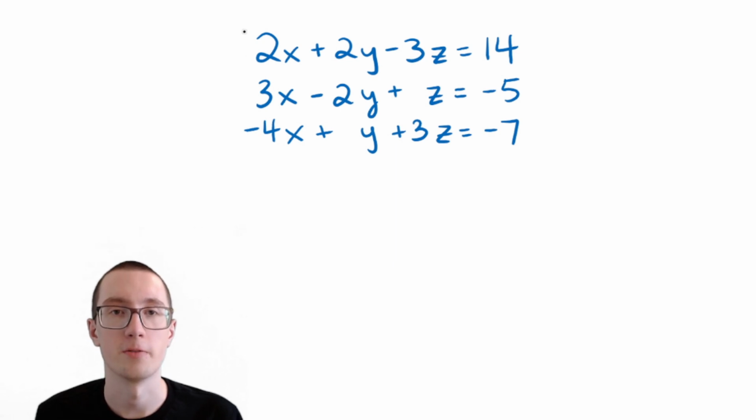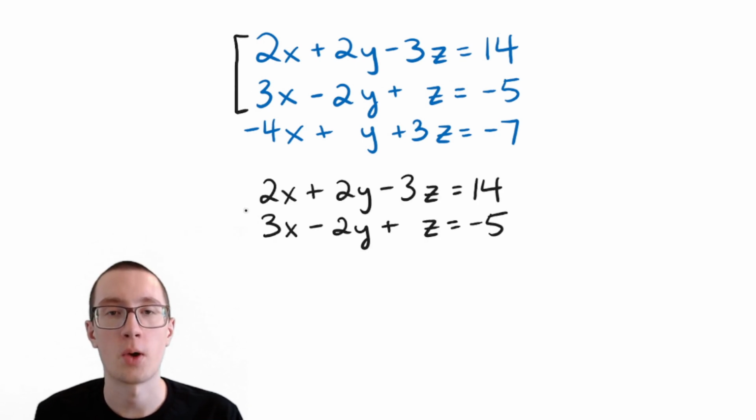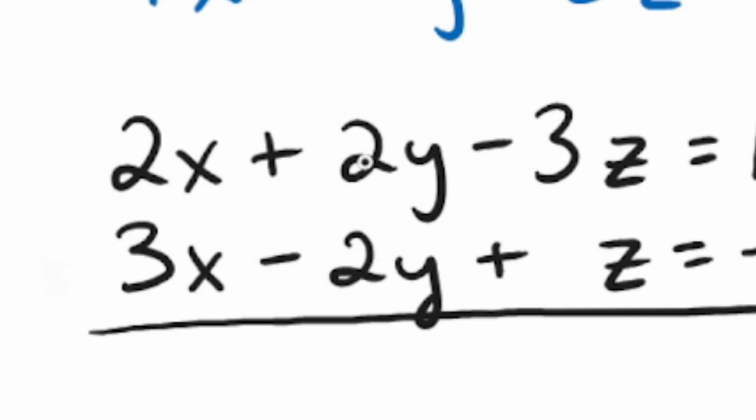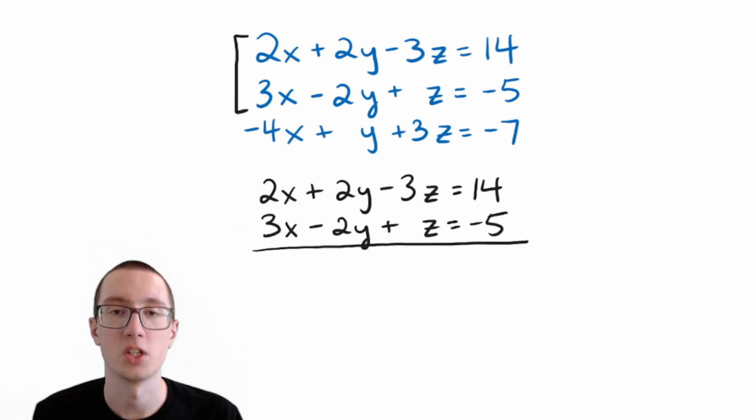We need to get ourselves two equations that don't have a y. So we'll use these first two equations first. Remember, elimination is all about adding these two equations together. So first we need to ask ourselves, if we added these together right now, would we eliminate a variable? And in this case, I'm saying we would. We have a plus 2y and a minus 2y. If we add these two together, y will be eliminated from the equation, and that's what we want. So let's just go ahead and add these together right now.